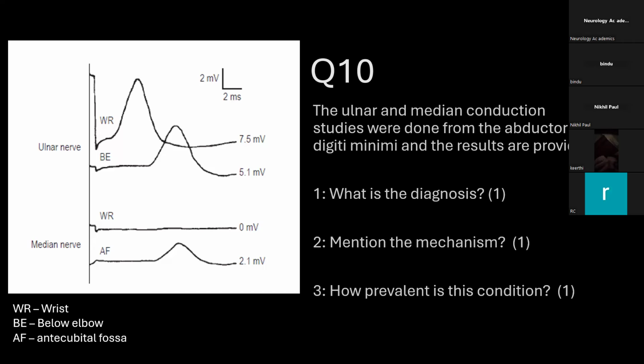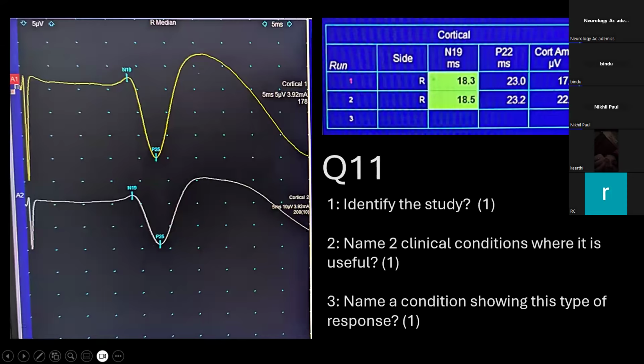Next question. Identify the study. Name two clinical conditions where it is useful, and name a condition where such a response is seen.